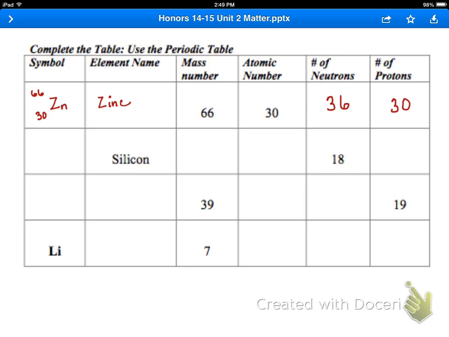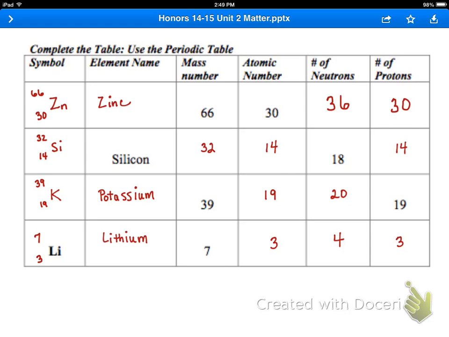So fill in the rest of your chart and then check your answers. If you have any questions, make sure that you ask your instructor.